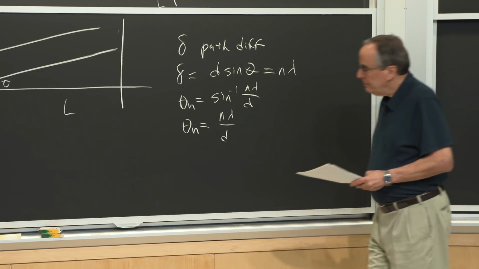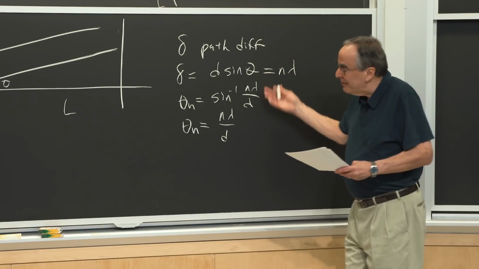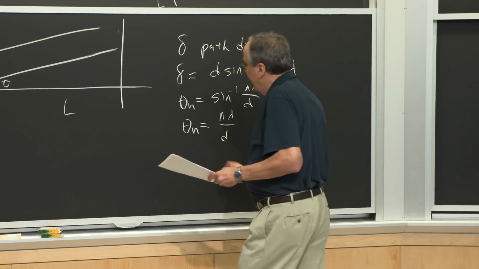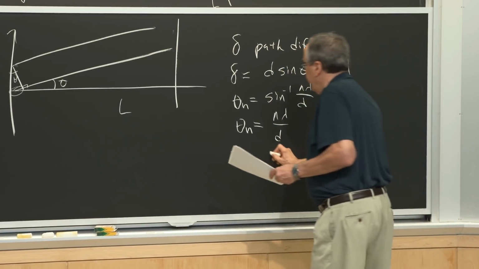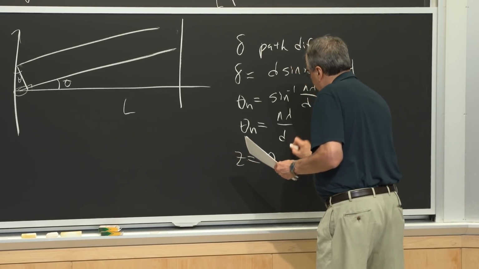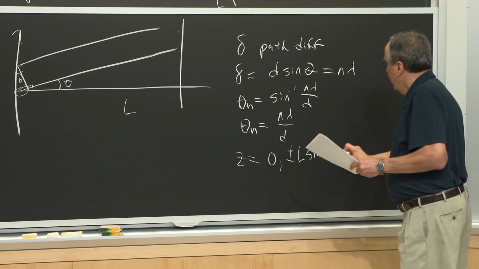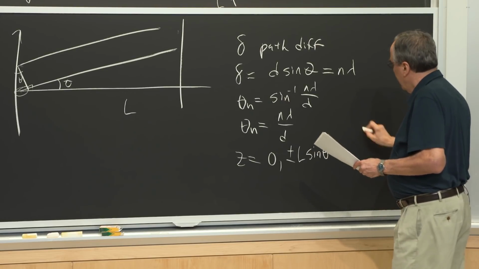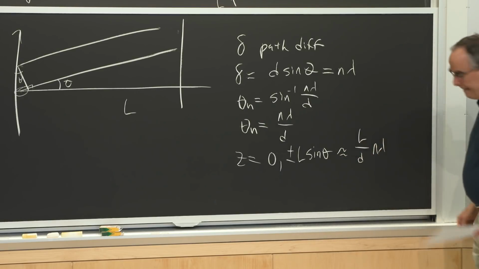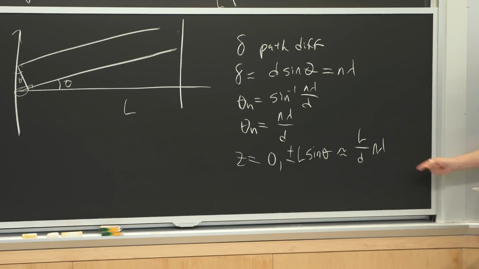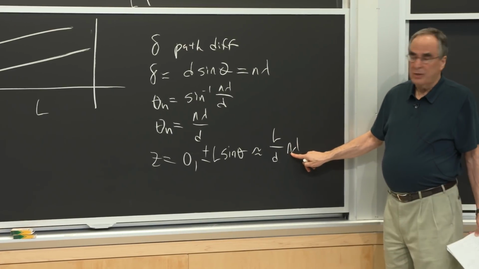Okay. So we've derived the diffraction equation, and now what we want to know is where do the spots occur? Well, they occur at z equals 0, z equals plus or minus L sine theta, which is approximately equal to L over d times n lambda. Okay, so we have L times lambda over d times an integer.